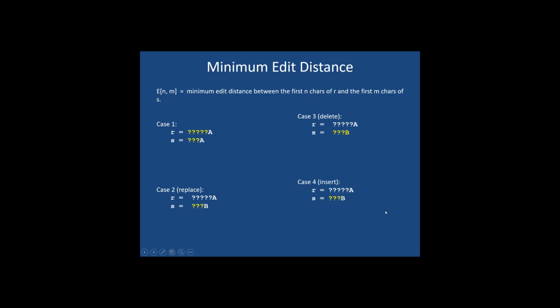All right, so let's look at this. Suppose that you are trying to find a way to turn string R into string S. This is the first n characters of one string, and this is the first m characters of the other string, and you have to convert R into S. How would you define the problem of turning R into S in this case, where the last characters are the same? What's the minimum edit distance in that case? Can you define recursively the minimum edit distance between R and S in case 1, where the last characters agree?